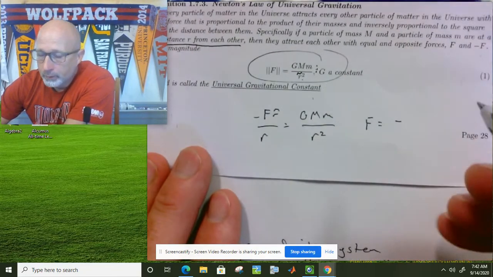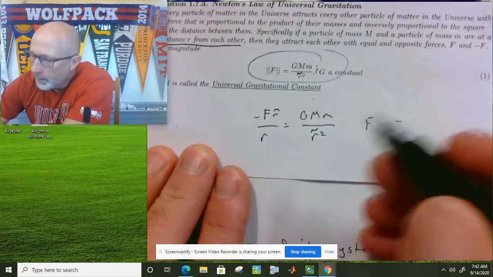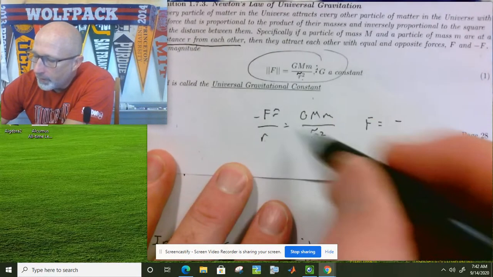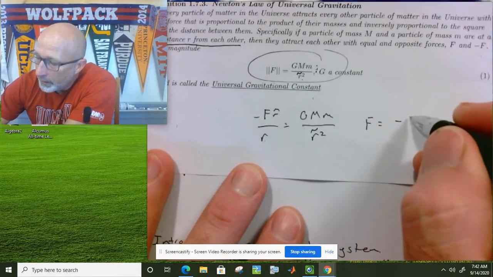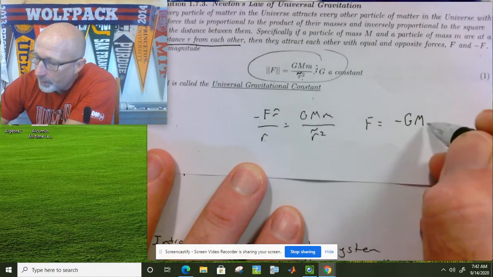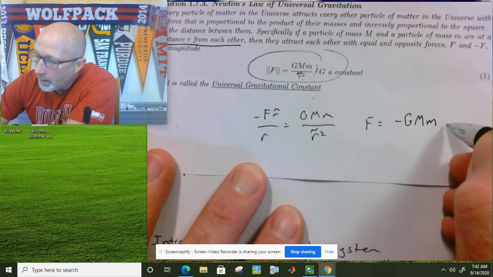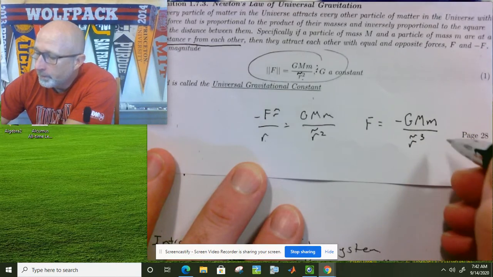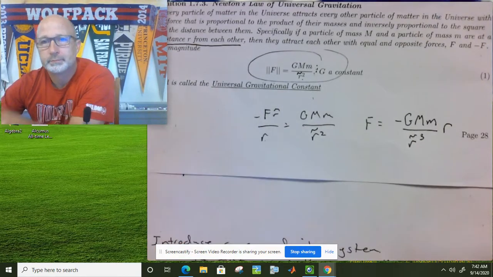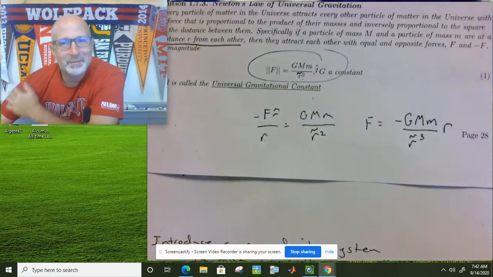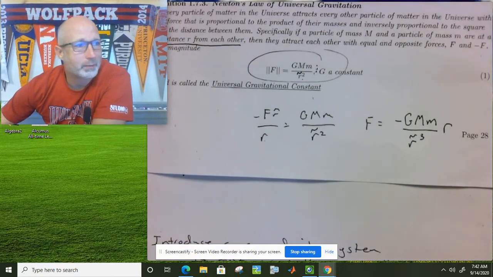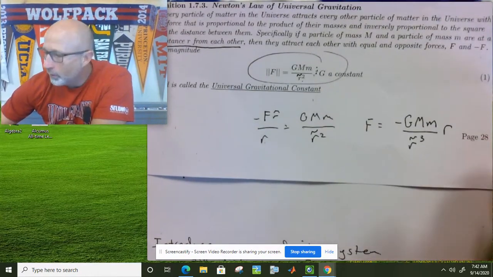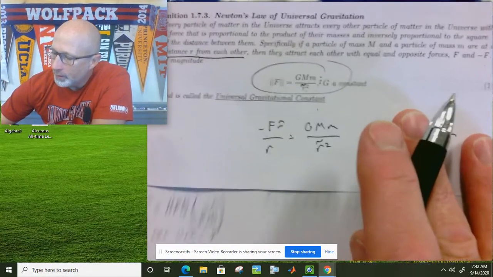Okay, so this right here is an r tilde. So then multiplying this up, dividing that down, I have F is equal to negative G M m all over r tilde cubed times r. I know that seems more complicated, but that's what we're going to use.